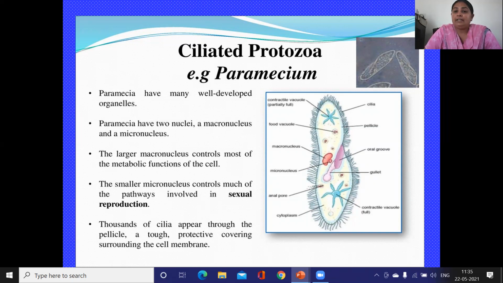As they come under ciliates, thousands of cilia appear on their pellicle-like layer, which is next to the cell wall. In this way, they generally move with the help of these cilia. Whenever they find their prey or food particles, these cilia propel the animal towards that direction.